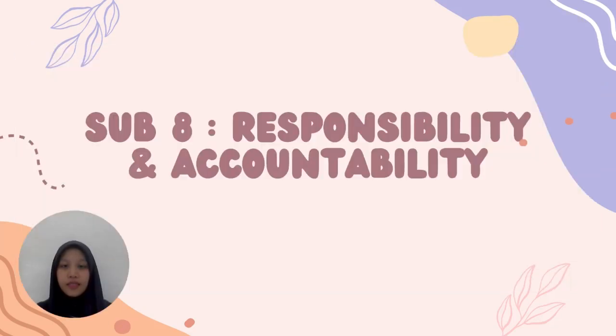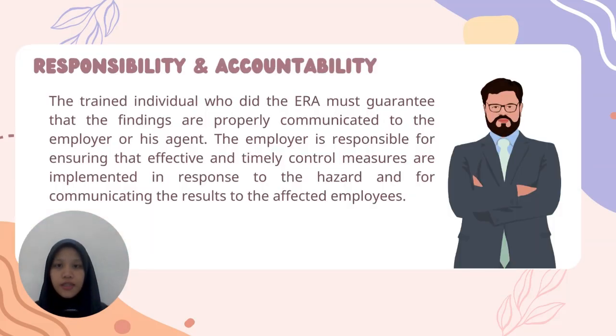Subtopic 8. Responsibility and accountability. Responsibility and accountability describe that the trained individual who did the ERA must guarantee that the findings are properly communicated to the employer or his agent. The employer is responsible for ensuring that effective and timely control measures are implemented in response to the hazard and for communicating the result to the affected employees.